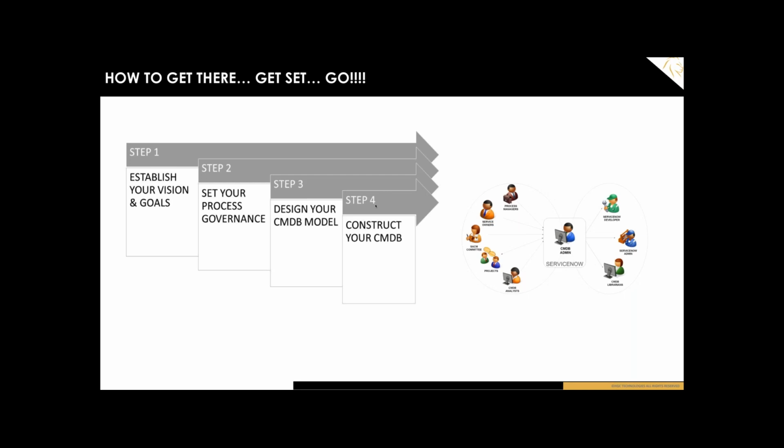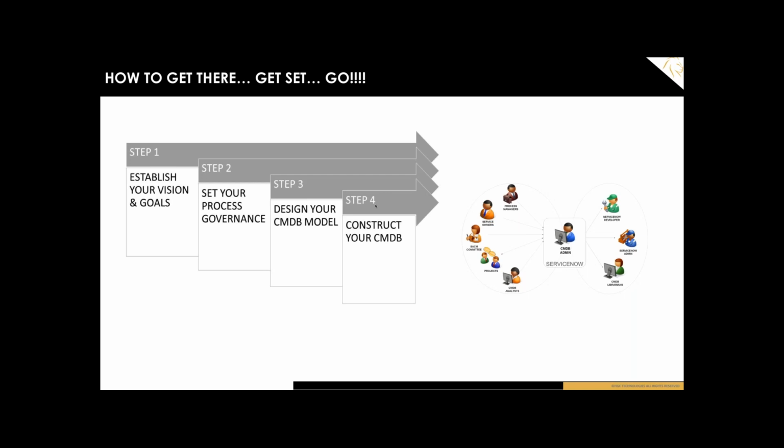If we start by running discovery without thinking about the model that we want to have, the process that we need to put in place, and what is our ultimate vision and goals, then that is a recipe for failure. So that is a failed recipe there. It's like boiling the water without having the ingredients in the first place.